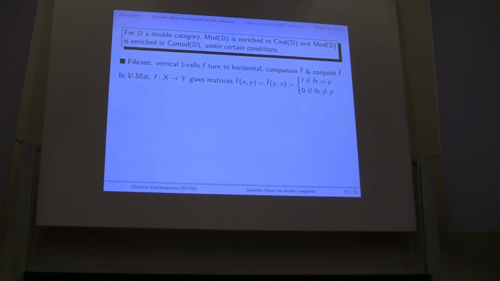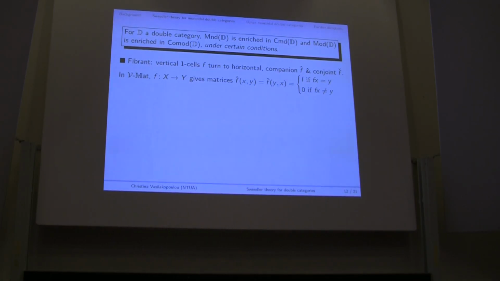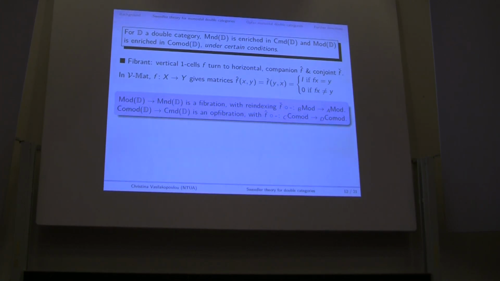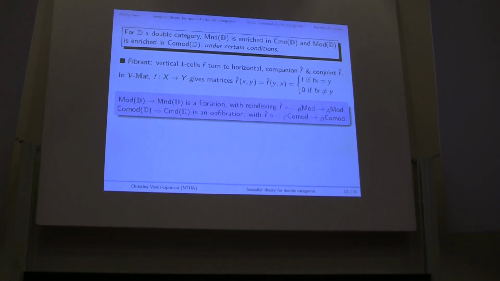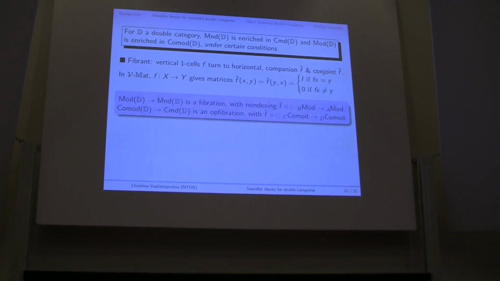Why do I need my double category D to be fibrant to get the result I want at the beginning of the slide? Because under these assumptions, I can see that modules are fibered over monads and comodules are fibered over comonads. And the reindexing functors, in fact, are precisely generalizing the co-restriction and restriction of scalars I was talking about earlier.